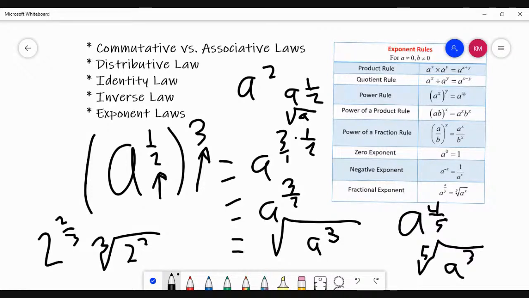Any questions on the fractional exponent? Do you need any more examples of the fractional exponent?